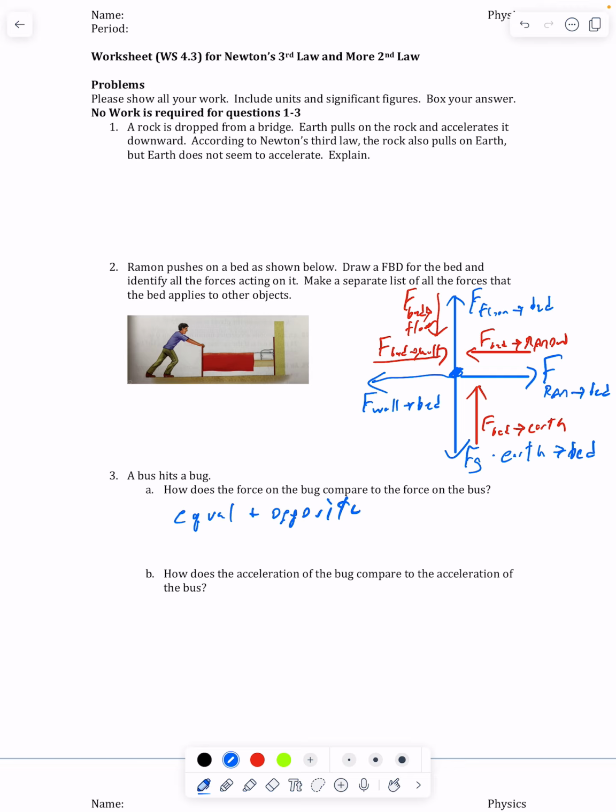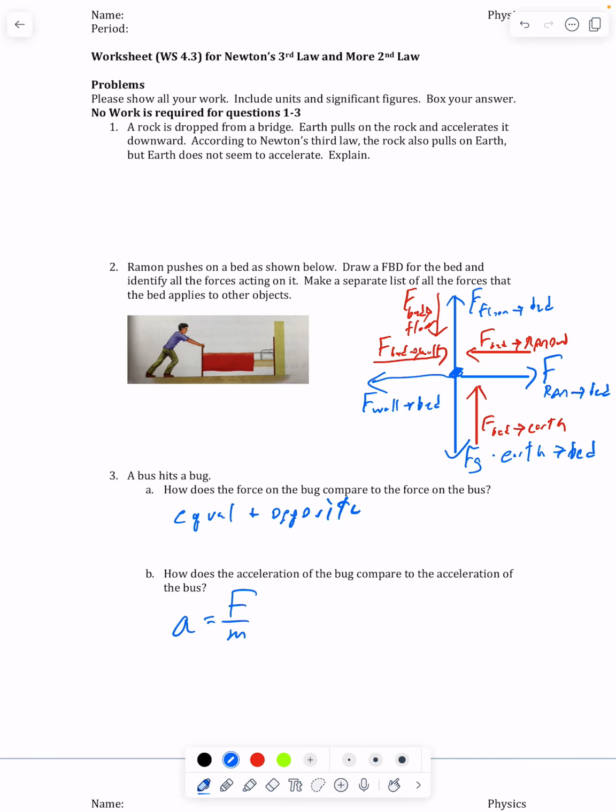So why does that bug go flying along? Why does it suddenly start moving as fast as the bus while the bus doesn't come crashing to a halt? How is the acceleration of the bug so much more than the acceleration of the bus? Well, remember from Newton's second law, the acceleration is the force divided by the mass. How does the mass of the bus compare to the mass of the bug? That will tell you how the acceleration compares.